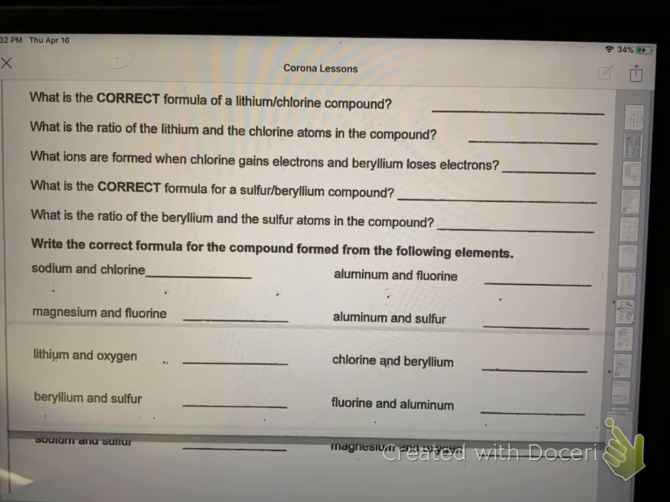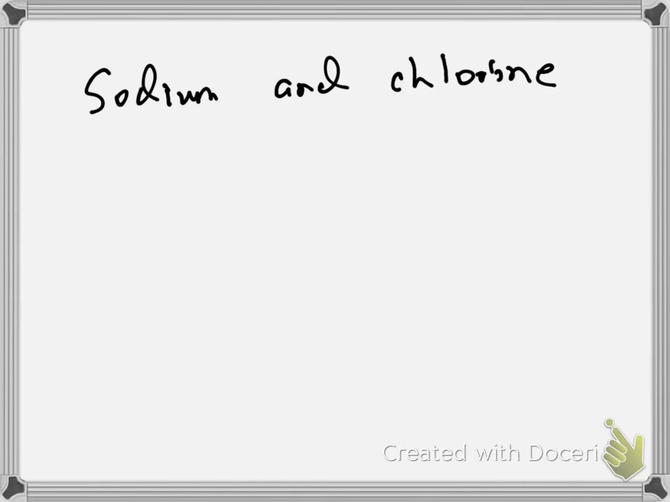Now, when you look down here at the bottom part of this paper, this is where we're going to start doing some of the true bonding stuff. So let's start with sodium and chlorine. Sodium is Na, and go find it on your periodic table up at the top and look at the charge. Sodium is always going to have a +1 charge. Chlorine is Cl, and it is always going to have a -1 charge.